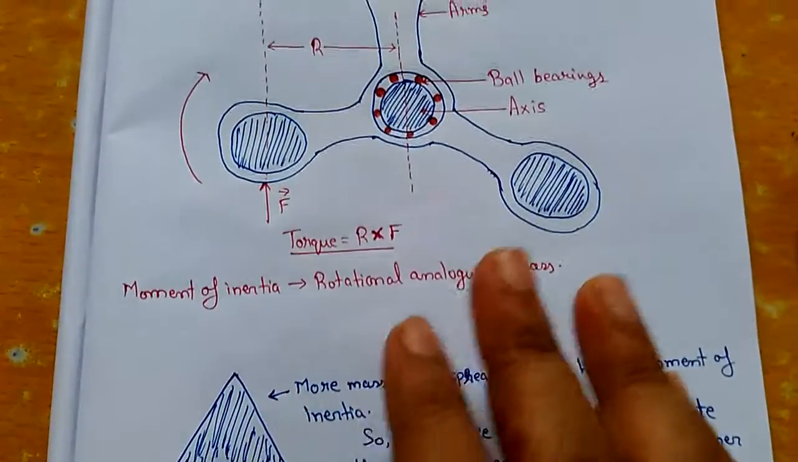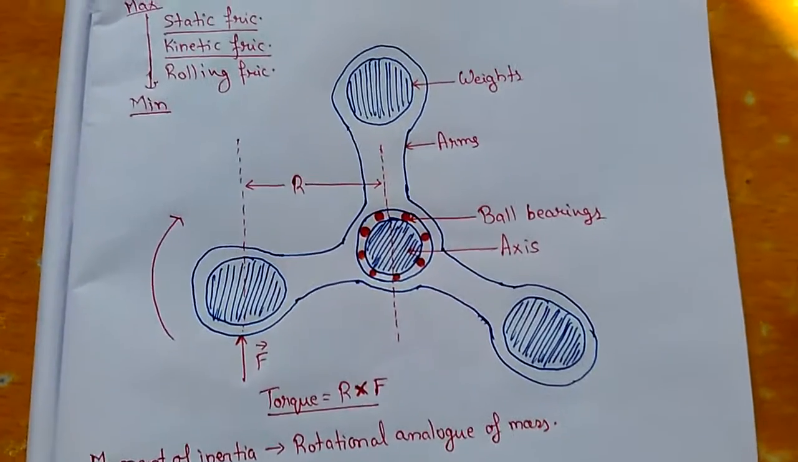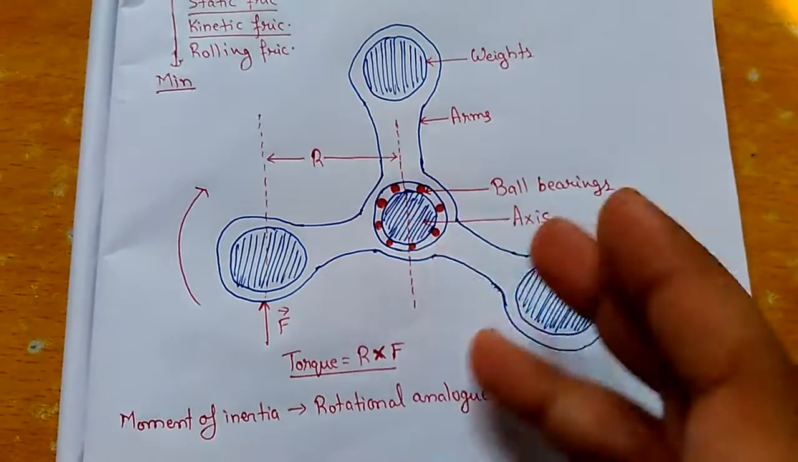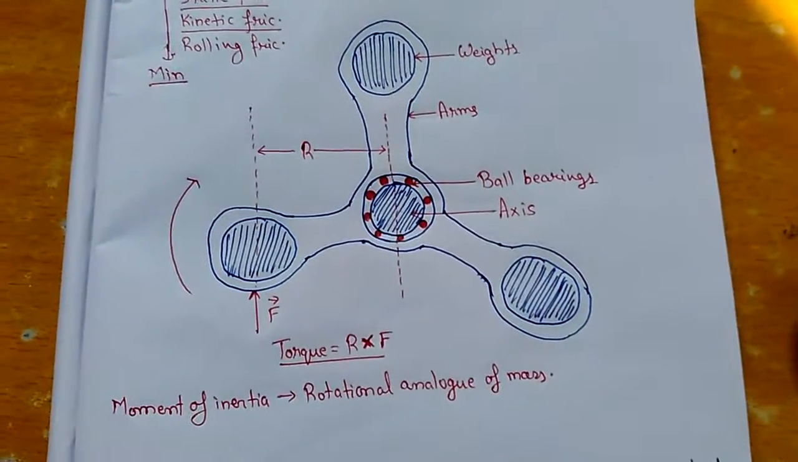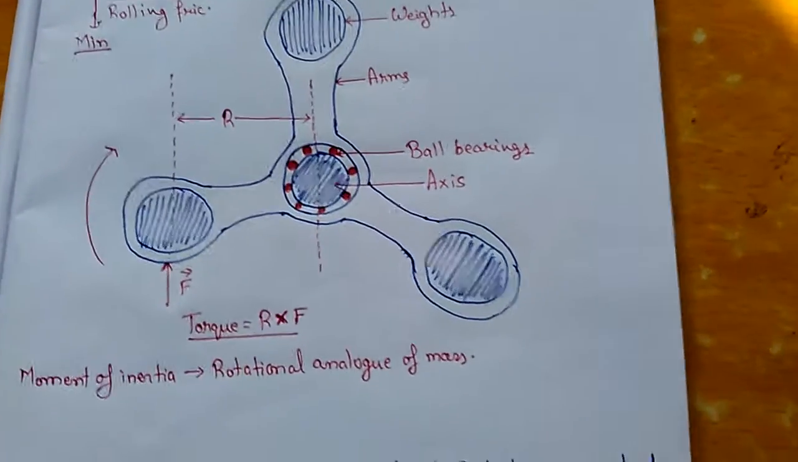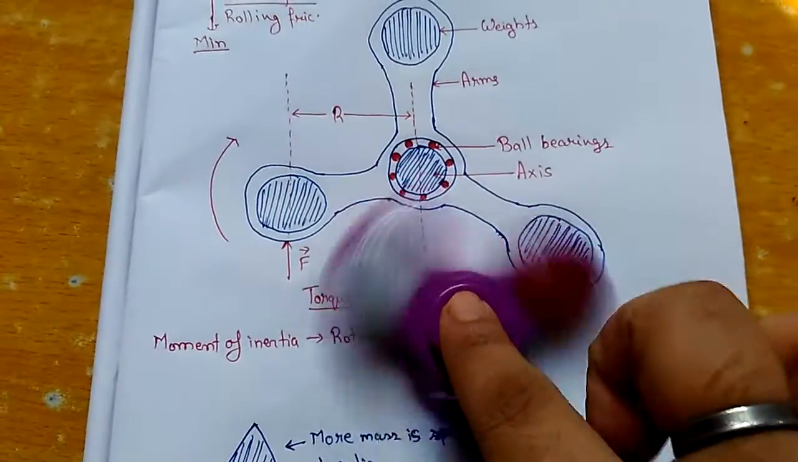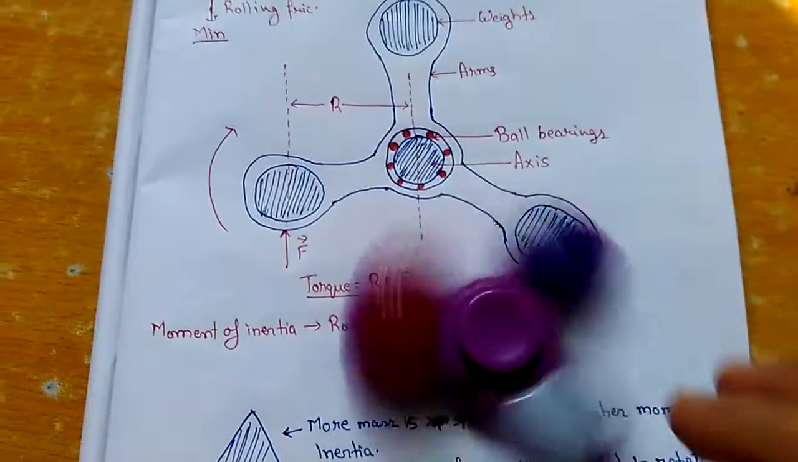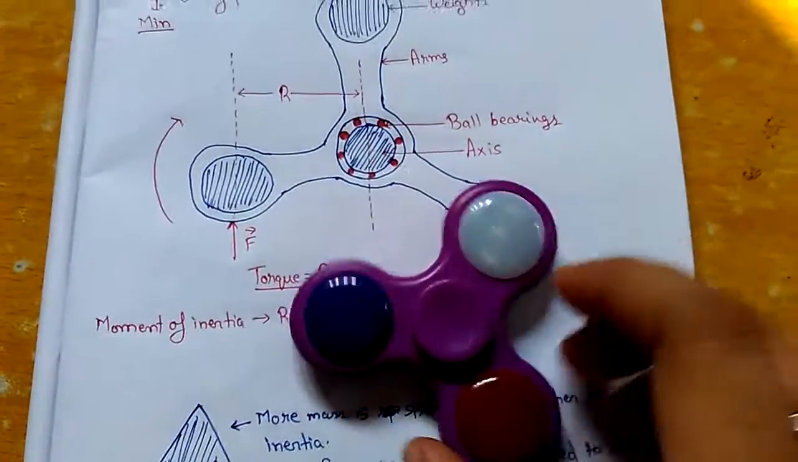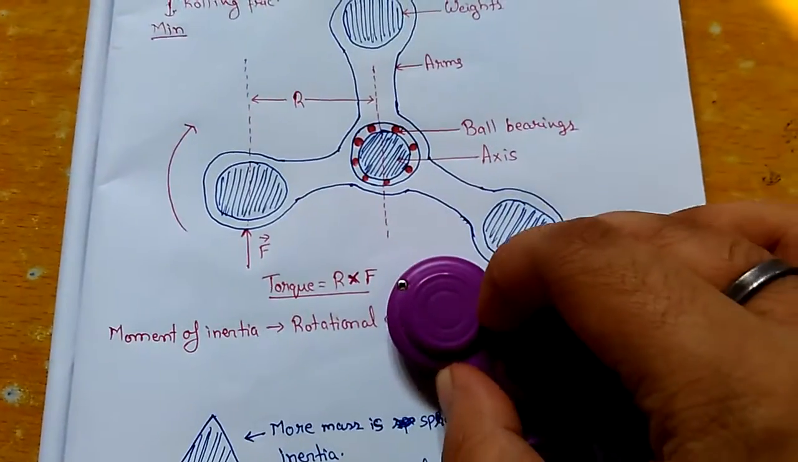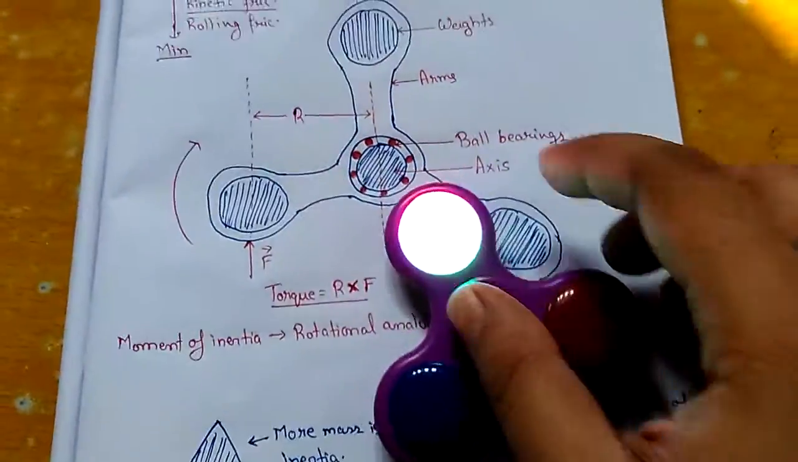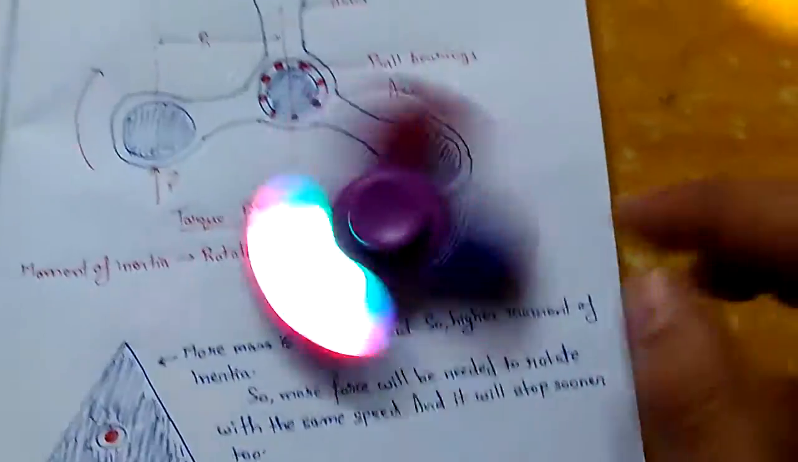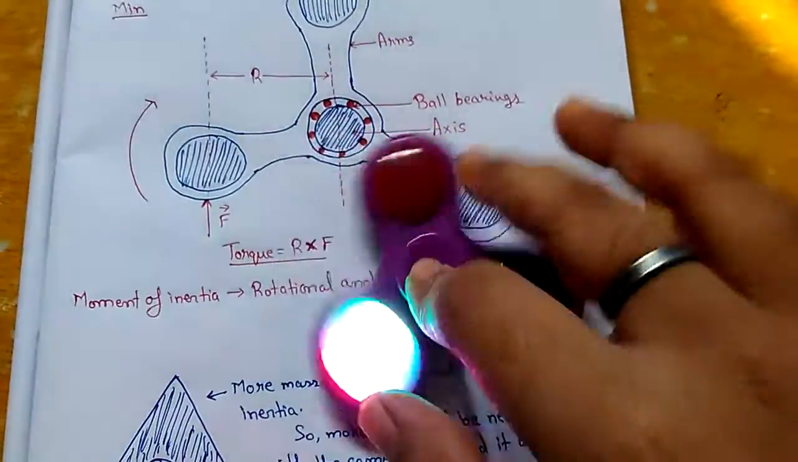So this fidget spinner is quite a simple toy with just a basic application of rotations. Still it is interesting, and I don't know who made this fidget spinner at first. It was good to think of it. In this fidget spinner I have a light here, so it looks quite interesting when it rotates.